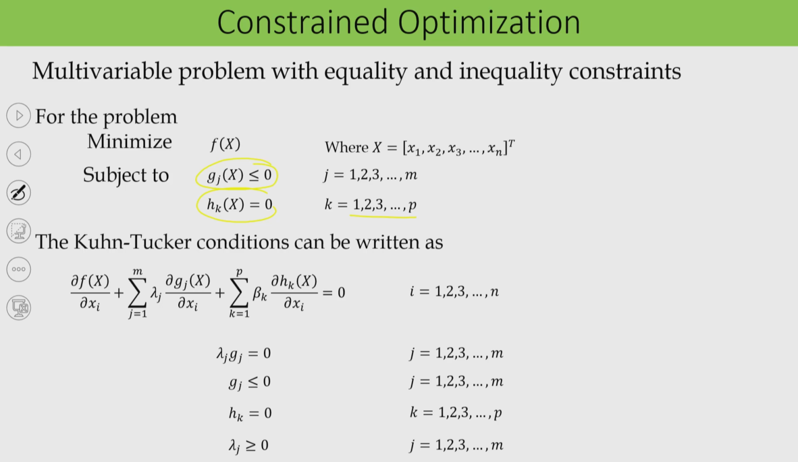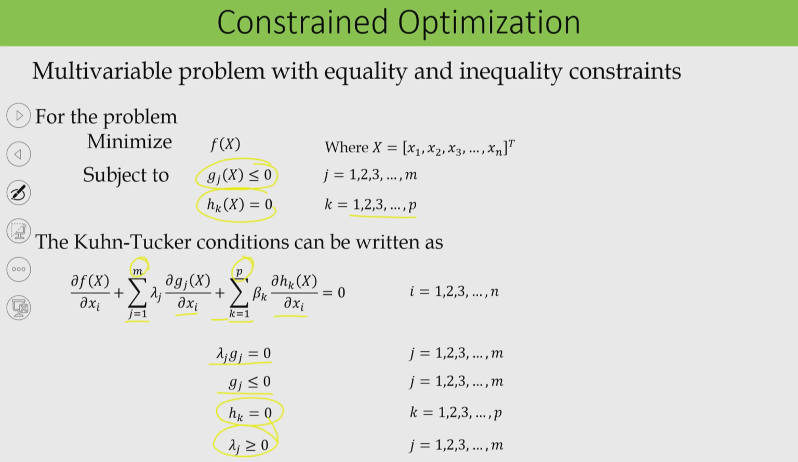So, here this is del f by del xi, plus the sum over j equal to 1 to m of lambda j del g j by del xi, which is your inequality constraint, plus the sum over k equal to 1 to p of beta k del h k by del xi, which are the equality constraints, and this is equal to 0. Then lambda j g j equal to 0, g j is less than or equal to 0, and h k, the equality constraint, is equal to 0, and lambda should be positive.